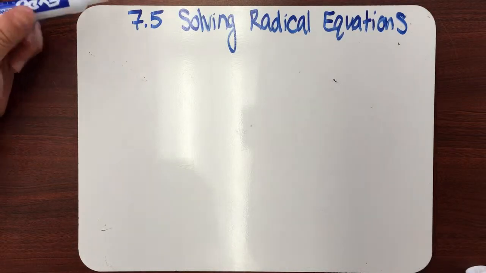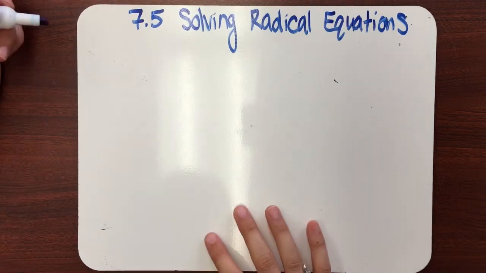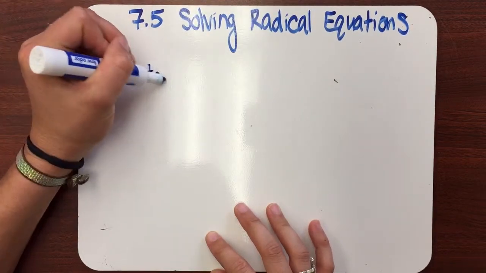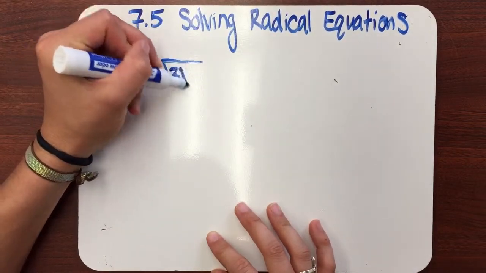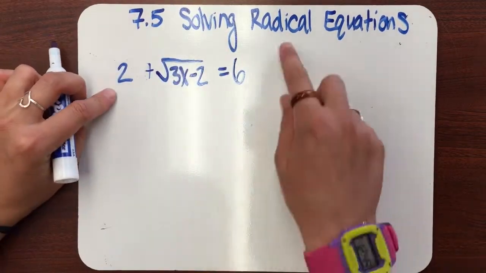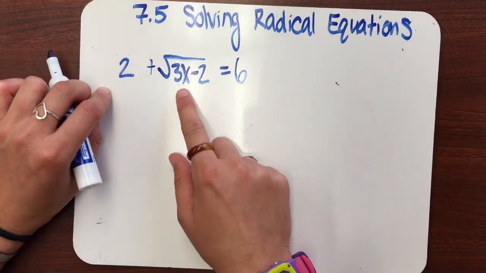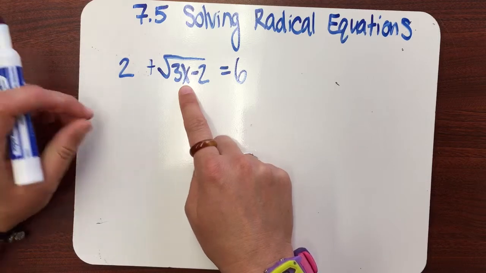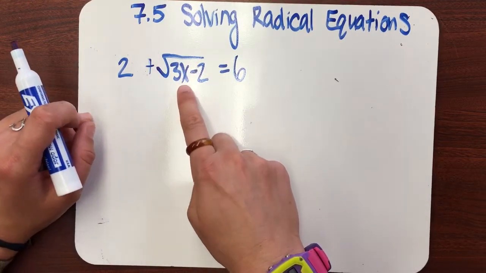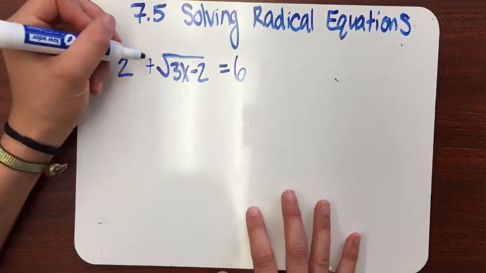Okay, today we're going over 7.5, solving radical equations. So let's say we have something where it's 2 plus the square root of 3x minus 2 is equal to 6. This is a radical equation because in order for it to be a radical equation, either your variable is going to be in the radicand, underneath the radical sign, or the variable has a rational exponent. So this is a radical equation.